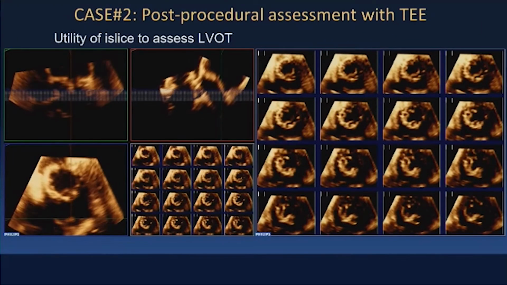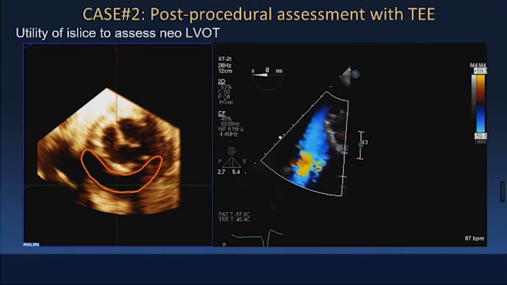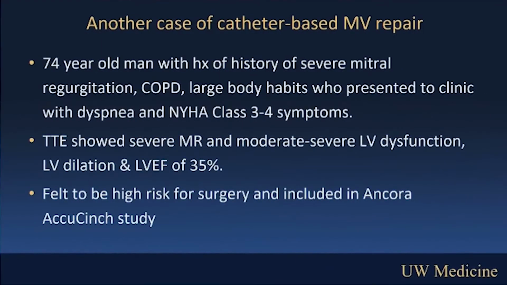Now, taking that 3D data set further, you see on the right-hand side how we can slice it and then actually get an assessment of the neo-LVOT as you see it here measured out. The deep transgastric view then gives us laminar flow as long as there's no obstruction in the LVOT, again an important final assessment. Now here's another case of a mitral valve repair.